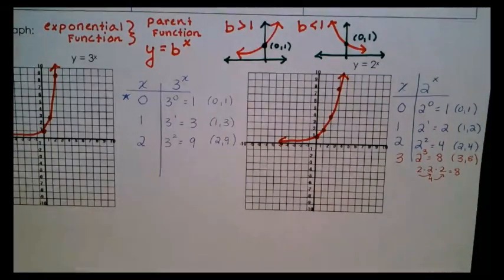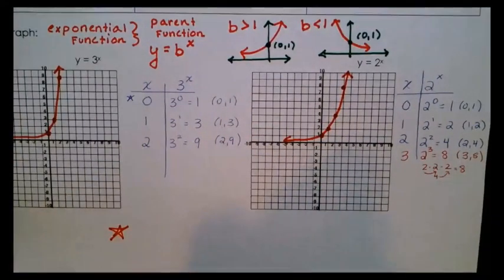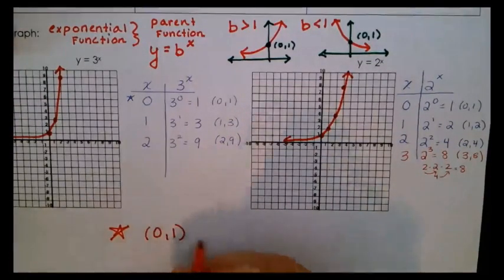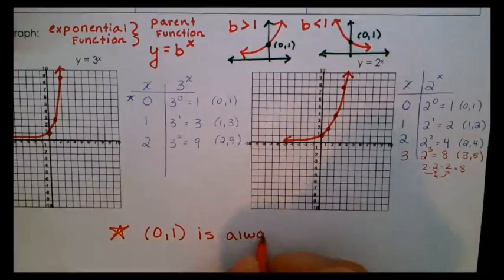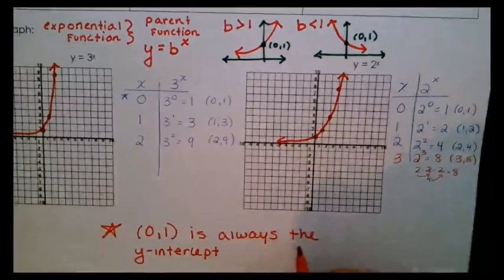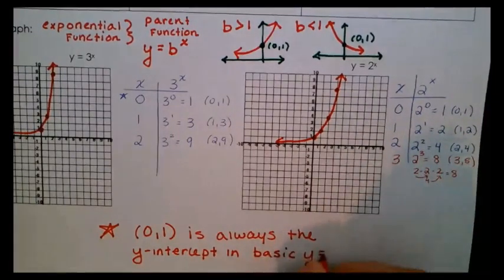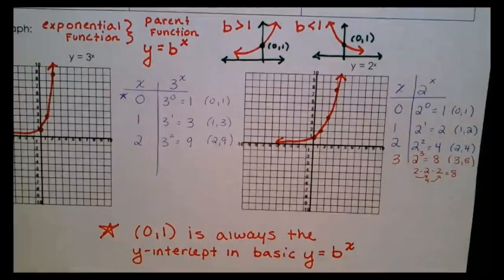Now I want you to put a note at the bottom that's very important. For your exponential functions, 0, 1 is always the y-intercept. So I want you to write down 0, 1 is always the y-intercept in basic y equals b to the x exponential functions. Make sure you have that note down. Okay, let's move on.